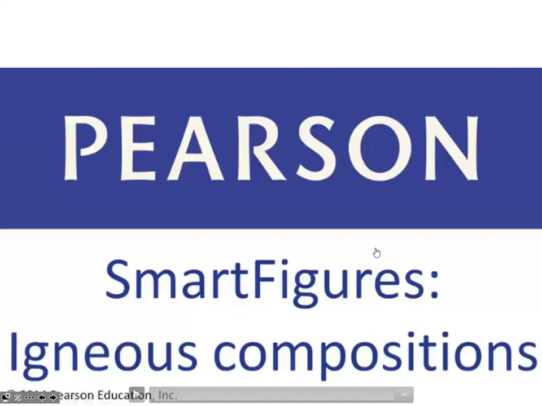So here is a short video about igneous compositions. Hi, this is Callan Bentley. Welcome back for another Smart Figure. After watching this video, you should be able to describe how to determine the composition of an igneous rock.